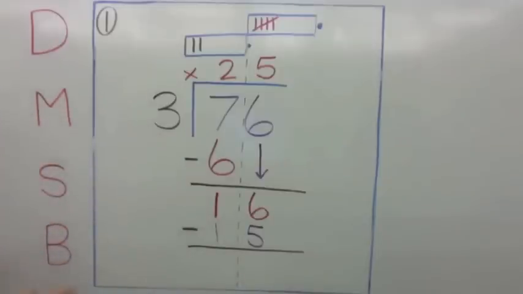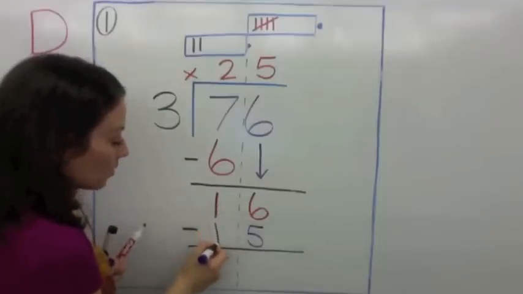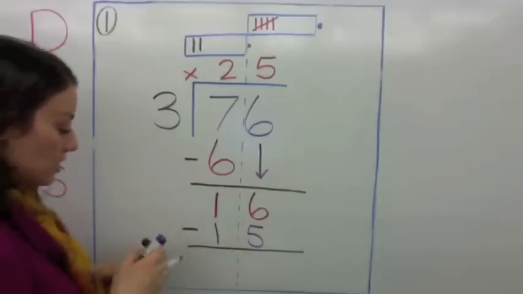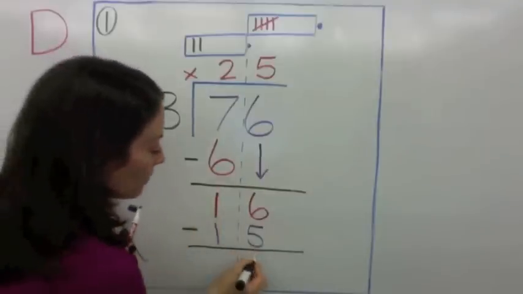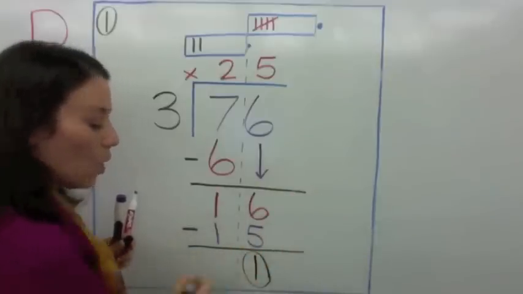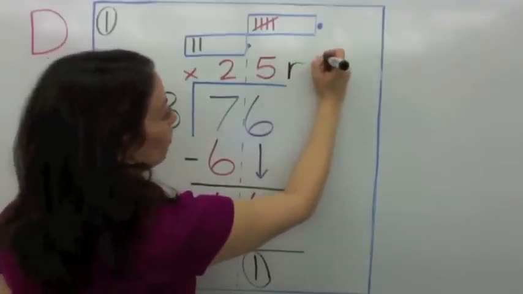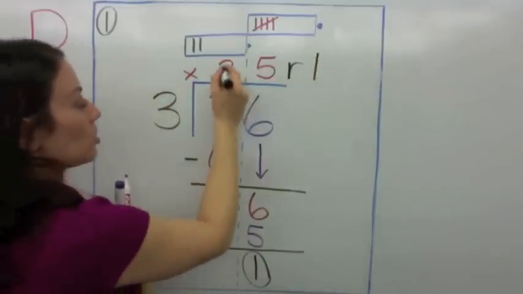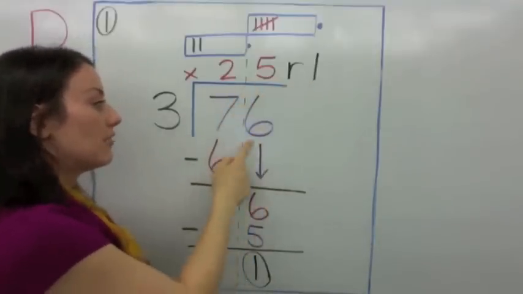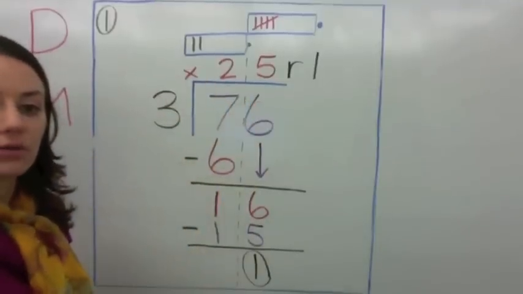Again, third step is to subtract. What does 16 take away 15? Or just 6 minus 5? 6 minus 5 is 1. So you have nothing left to bring down. This is called, starts with an R, remainder. So what is the remainder? The remainder is 1. So the answer is 25 remainder 1. So 76 divided by 3 is 25 with 1 left over.